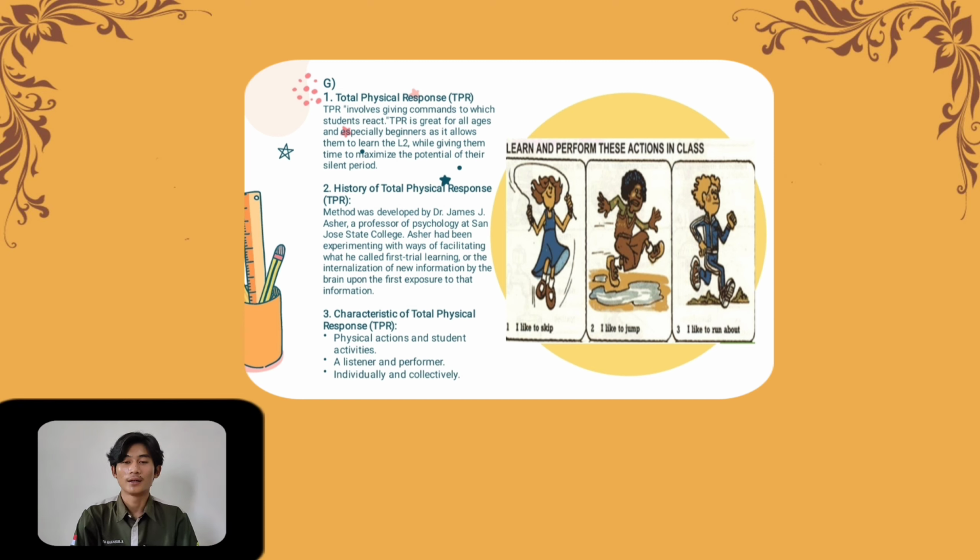Second topic is the history of total physical response, TPR. The method was developed by Dr. James J. Asher, a professor of psychology at San Jose State College. Asher had been experimenting with ways of facilitating what he called first trial learning, or the internalization of new information by the brain upon the first exposure to that information.